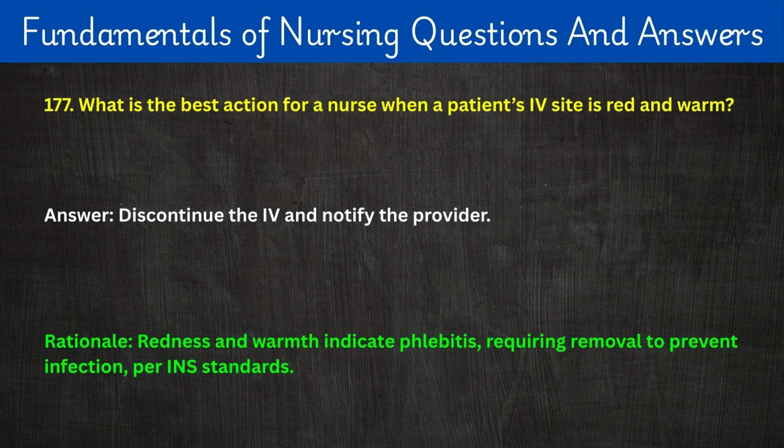177. What is the best action for a nurse when a patient's IV site is red and warm? Answer: Discontinue the IV and notify the provider. Rationale: Redness and warmth indicate phlebitis, requiring removal to prevent infection, per INS standards.